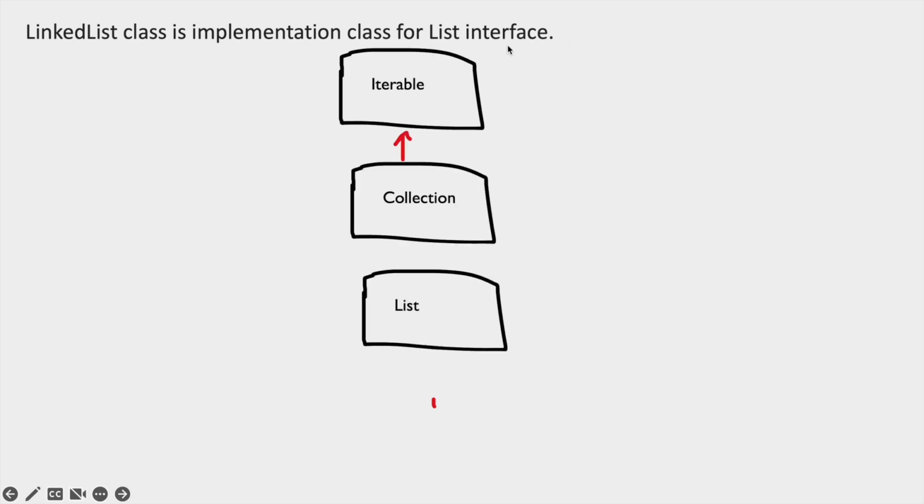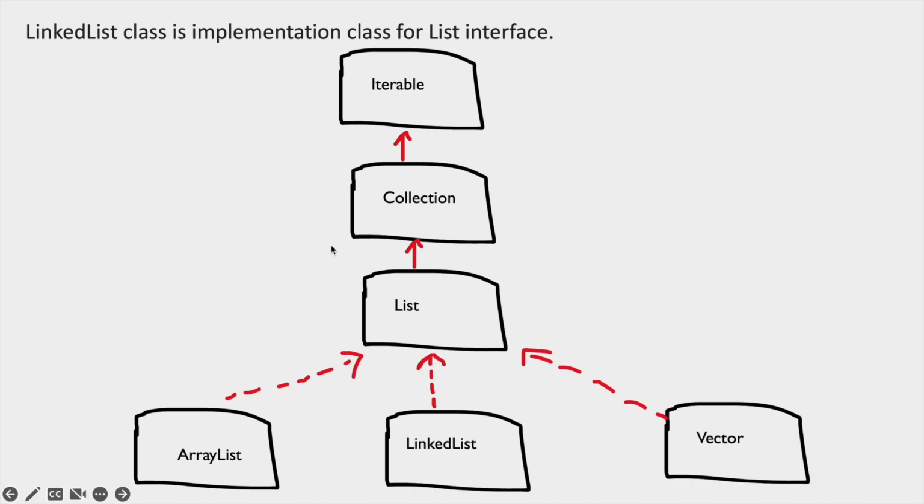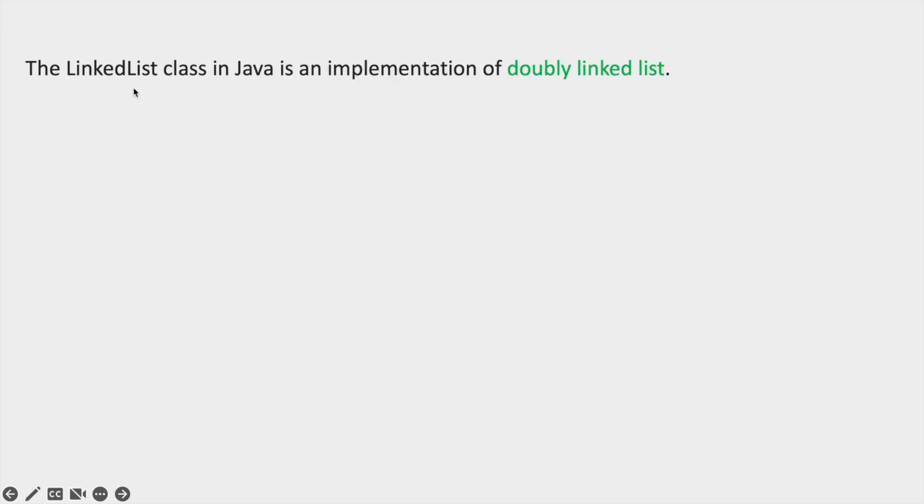As we know, the List interface is a sub-interface of the Collection interface, and this List interface has some implementations: ArrayList, LinkedList and Vector. So the LinkedList class is an implementation class for the List interface. The LinkedList class in Java is an implementation of a doubly linked list. So the underlying data structure for this LinkedList class is a doubly linked list.